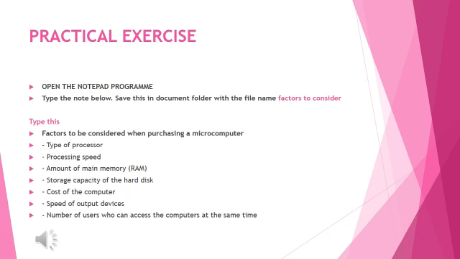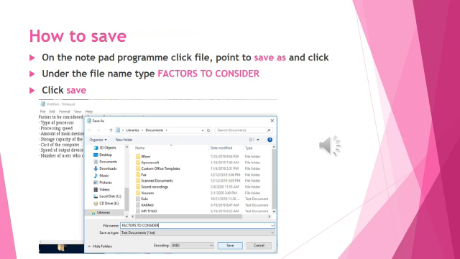So you'll type type of processor, you press enter. Processing speed, press enter. Amount of memory, you press enter after typing the RAM in brackets. So you type that up until you complete everything, up to the last item, number of users who can access the computer at the same time. After typing the factors to consider, all of them, you can save your work.